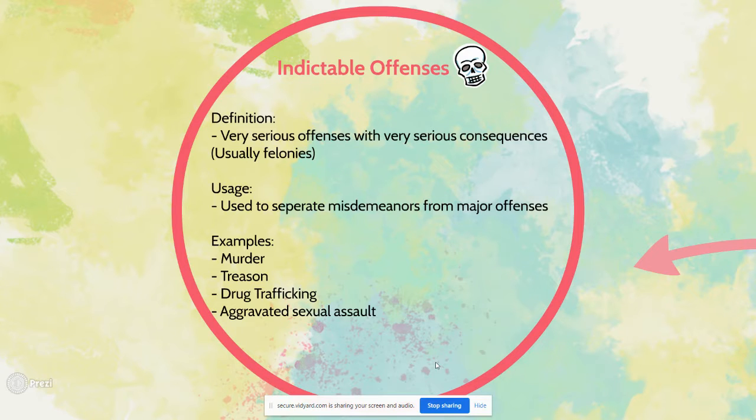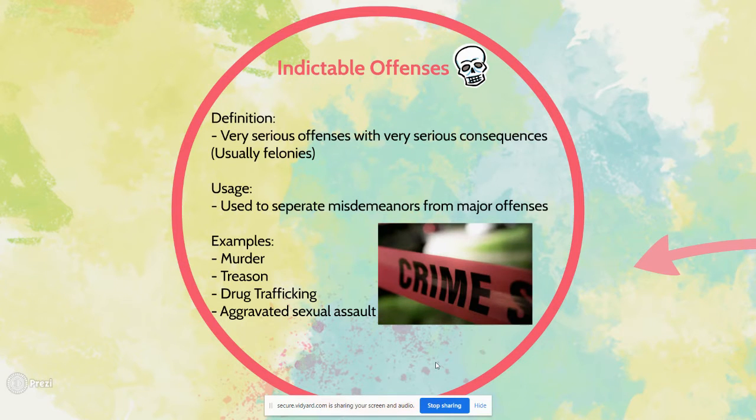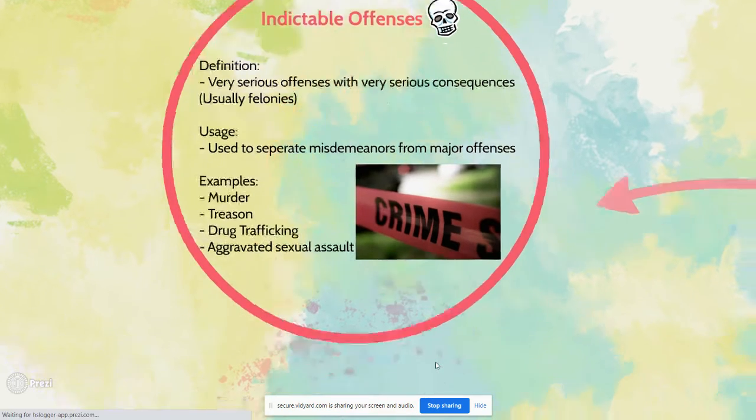Indictable offenses are basically the most serious offenses under the criminal code, and they tend to come with more serious consequences. Examples of this kind of offenses are assault, murder, treason, drug trafficking, and aggravated sexual assault.